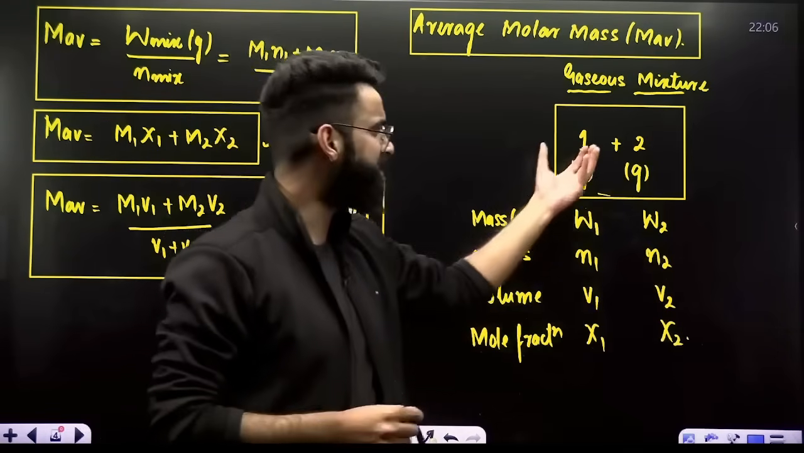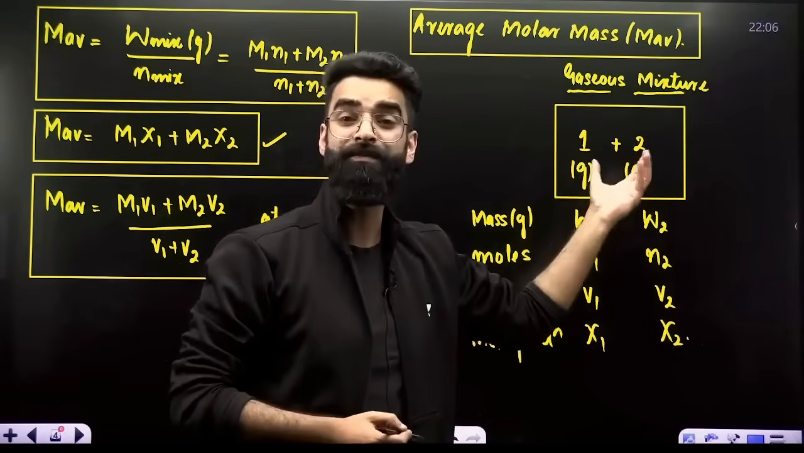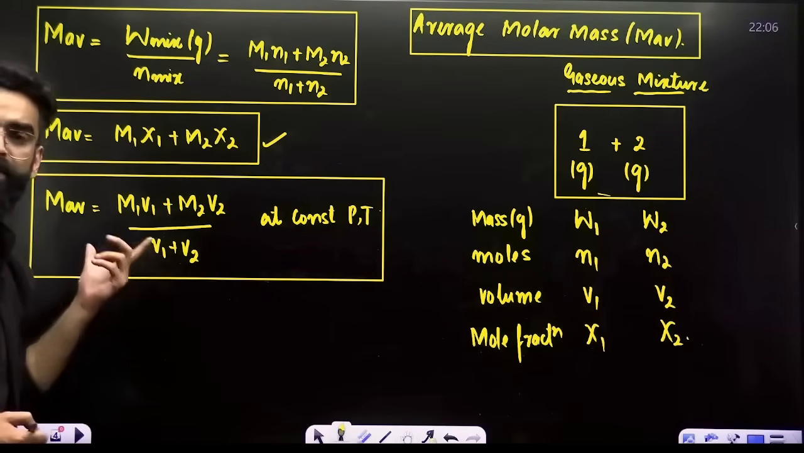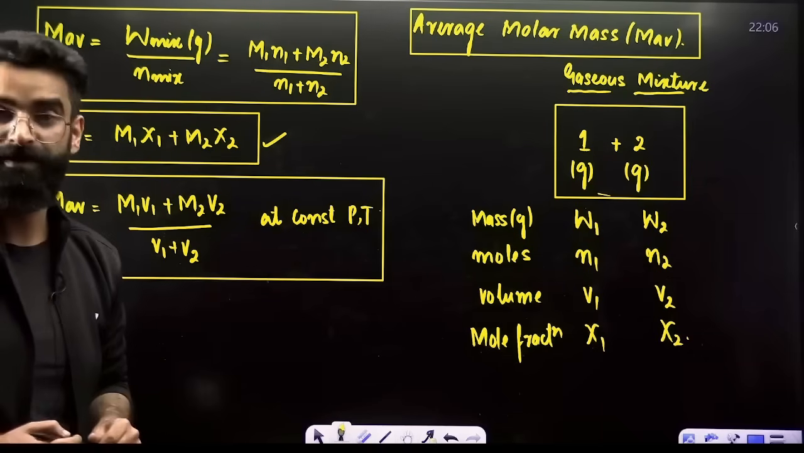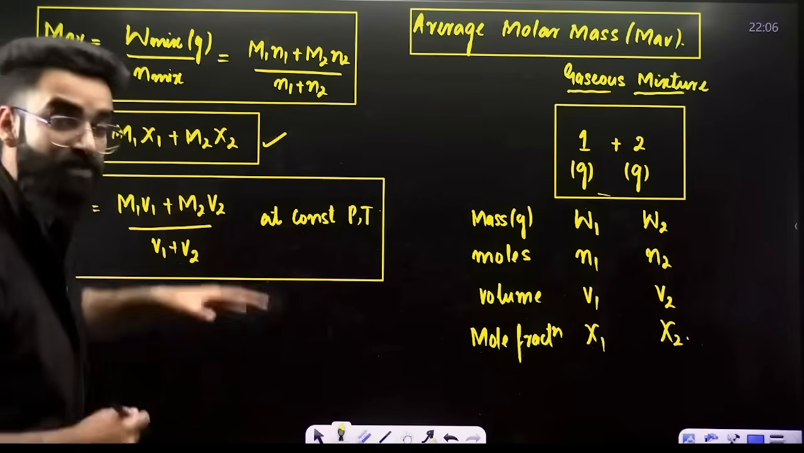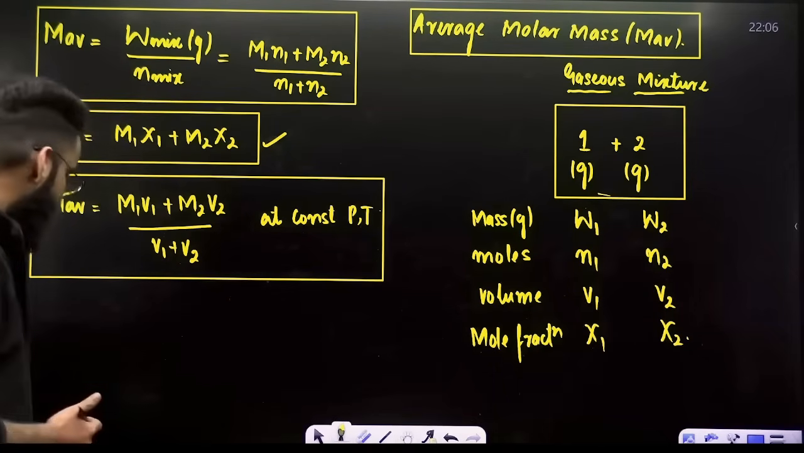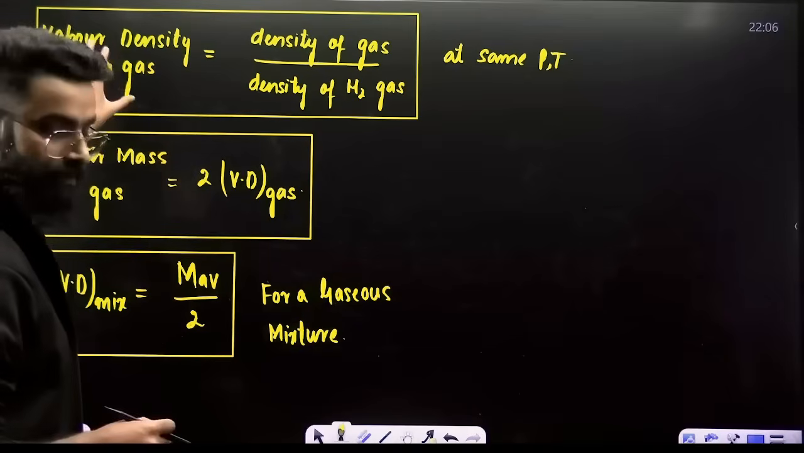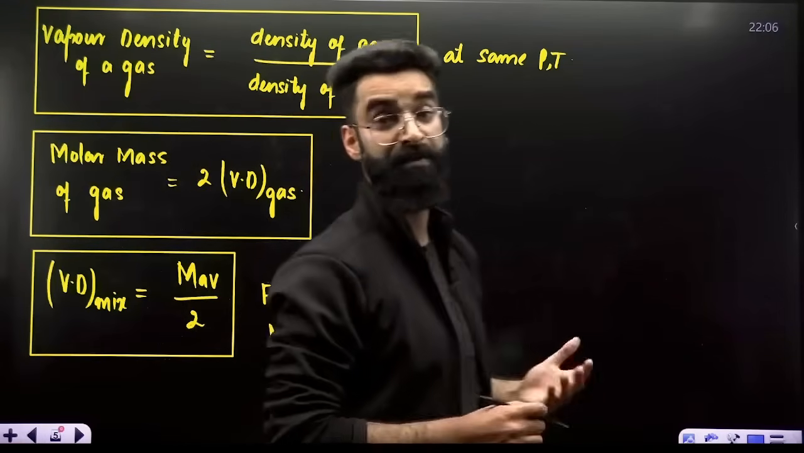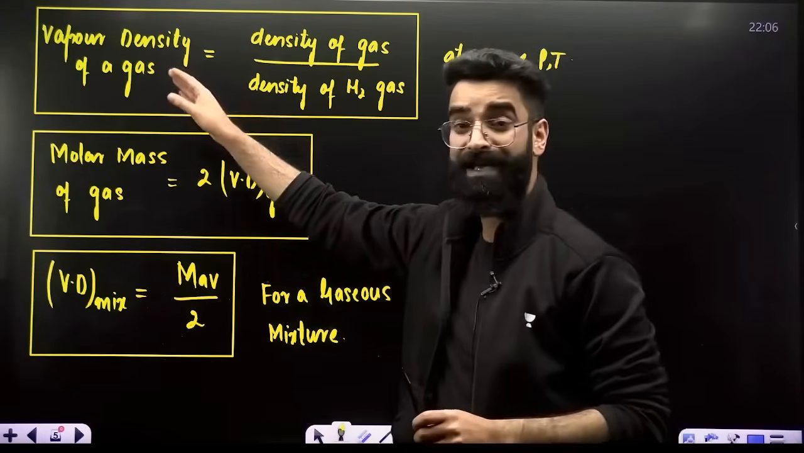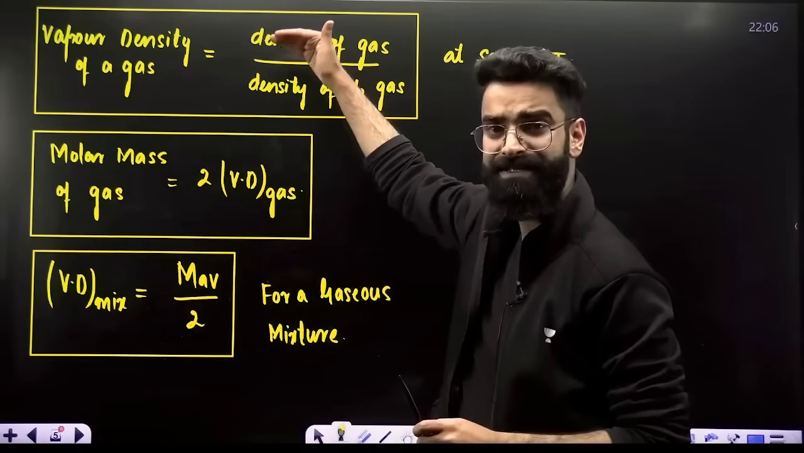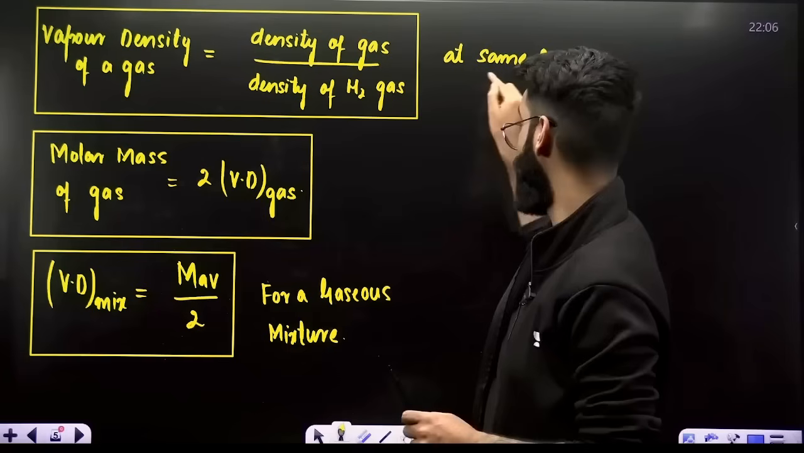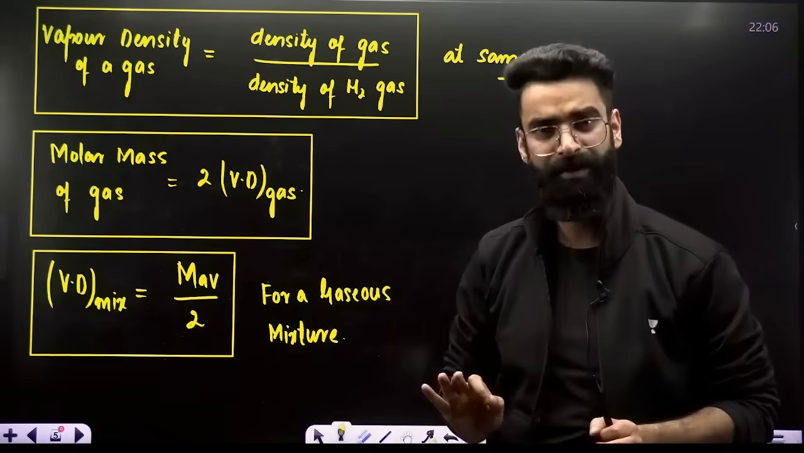Similarly, my dear students, if this mixture is present at constant pressure and temperature, at that point of time, this is the result with the help of which you can calculate the average molar mass of the mixture. So these are different ways with the help of which you can calculate average molar mass of the gaseous mixture, right? Then comes your vapor density. How do you define vapor density of a particular gas? Vapor density of the gas is defined as density of the gas divided by density of hydrogen gas, provided the gas and hydrogen are kept at the same pressure and temperature.